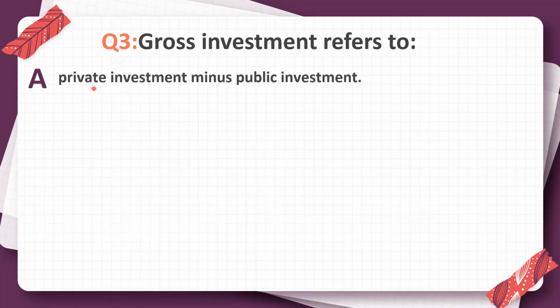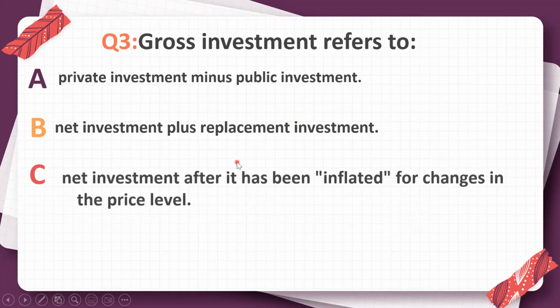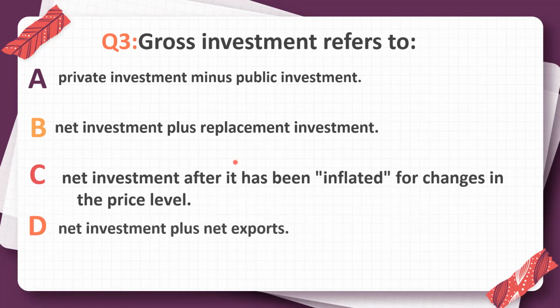A is private investment minus public investment. B, net investment plus replacement investment. C, net investment after it has been inflated for changes in the price level. D, net investment plus net exports. The right answer for gross investment is net investment plus replacement investment.